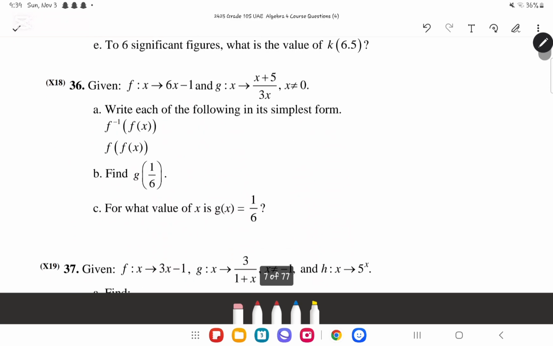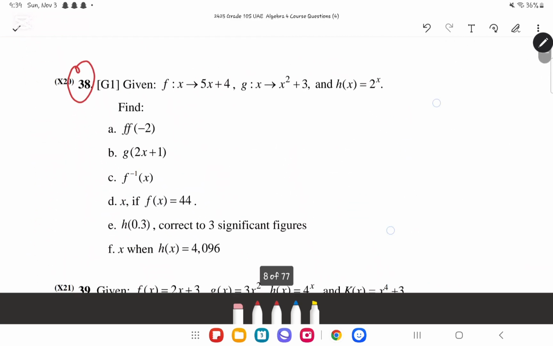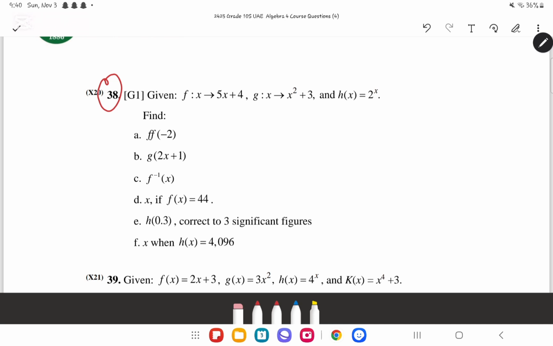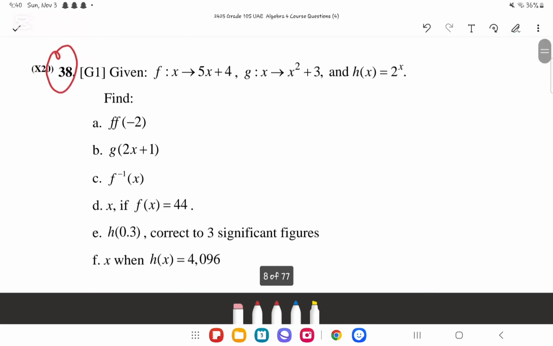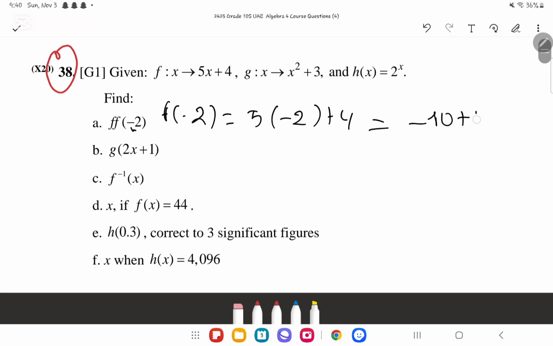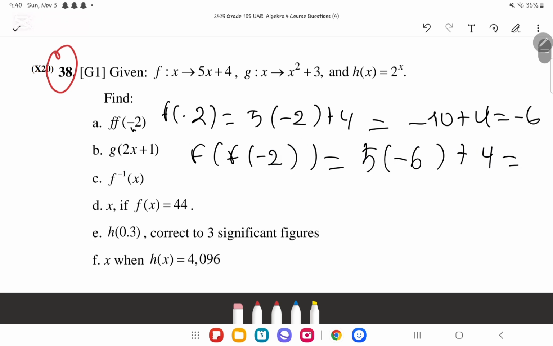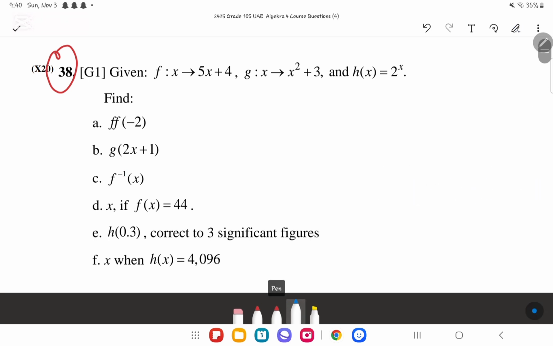Now we can move on to section 2.1, where we have, oh, actually before that we have another grid, grid 38. Again, this one is very simple, so I'm going to do it really fast. Substitute minus 2 into f and then into f again. So f of minus 2 is equal to 5 times minus 2 plus 4, which is minus 10 plus 4, which is minus 6. Then f of minus 6 is equal to 5 times minus 6 plus 4, which is minus 30 plus 4, which is minus 26. So part A is minus 26.